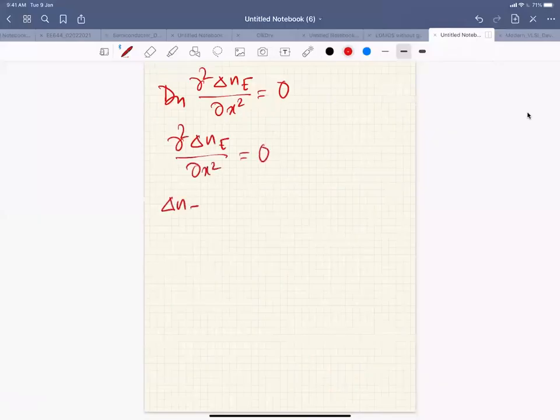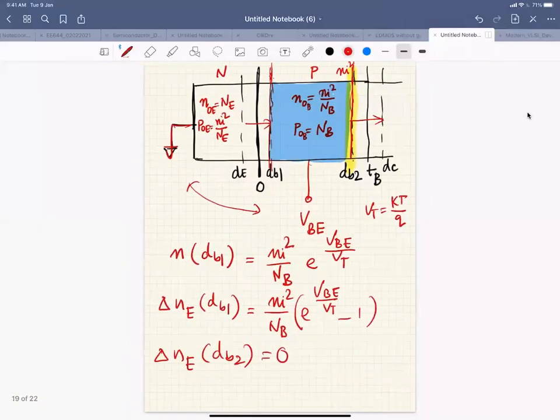So I could write delta Ne(x) if I solve it, with let's say A1 and B1. This is how your electron excess carriers vary with respect to x: delta Ne(x) equals A1 x plus B1. Then I have to put in the boundary conditions, right? And the boundary condition I already have here.